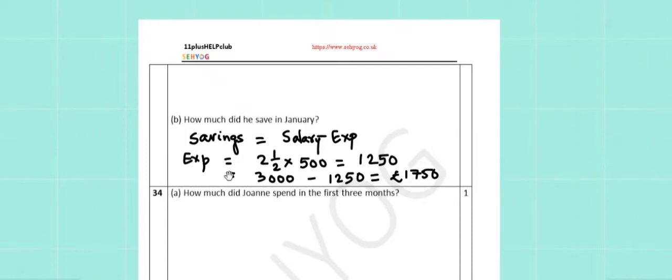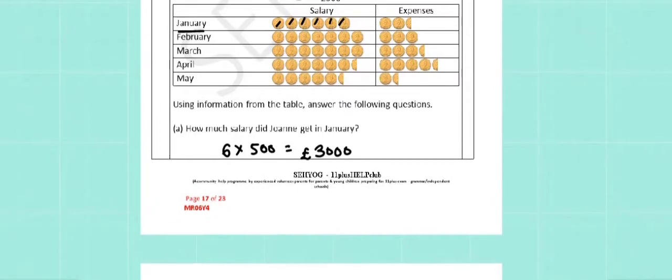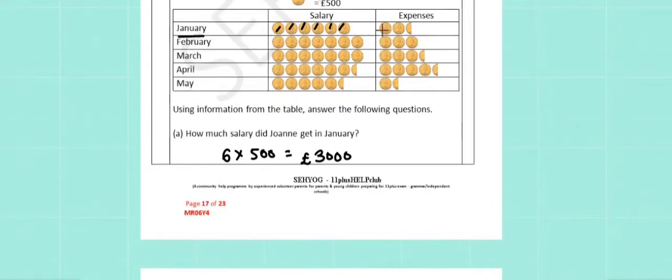So, let us look at the pictograph to count the number of coins for his expenses in the first 3 months. In January 2.5 coins, in February 3 coins, and in March 3.5 coins. So, adding them we get 3 plus 3 plus 2, 8 coins, and half makes 1. So, there are 9 coins in total for the first 3 months.